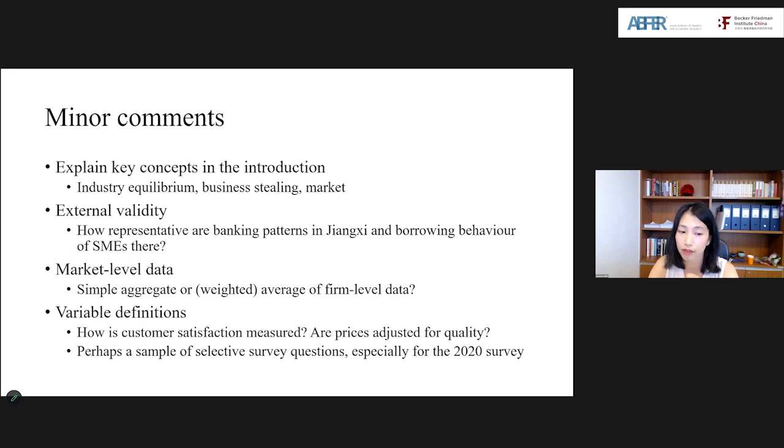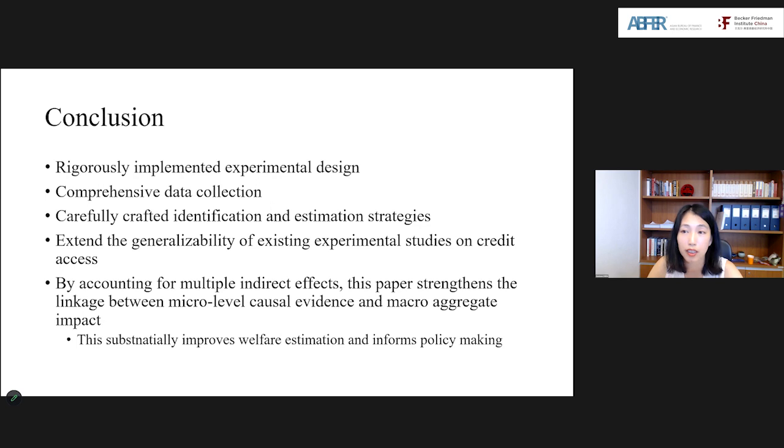And also the variable definitions, it'd be good to know what customer satisfaction is, how is it measured? Yeah, that would be pretty much it. And I really enjoyed reading the paper and good luck for publication. I look forward to reading it in the AER.